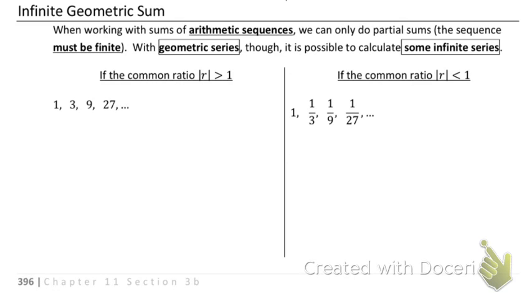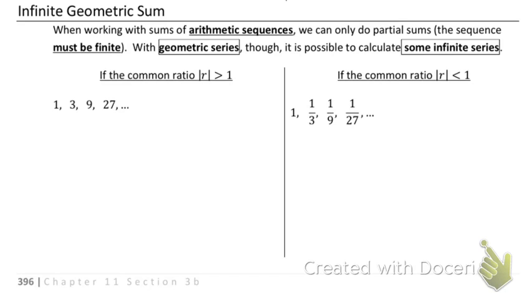However, remember when we worked with the arithmetic sequences? We could only do partial sums. It had to be finite. The problem with geometric sequences is we can actually calculate some infinite sequences or series. We can do some of them. We can't do all of them, but we can do some of them, and it is predicated by our knowledge of our common ratio. So one of these we can do the sum of, and one of these we cannot.